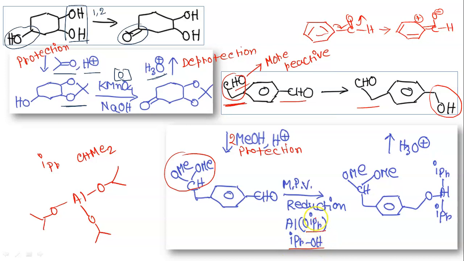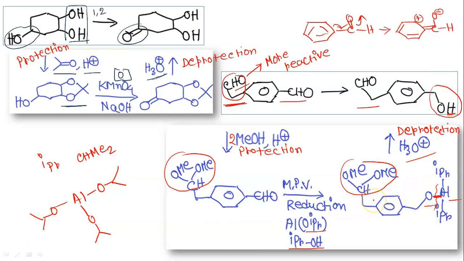So when we do MPV reduction, it will first be converted to this type of oxygen aluminium complex, and finally after acid hydrolysis, 2 steps will occur simultaneously. One is deprotection of the acetal. And another thing will also happen, that is hydrolysis of this complex. So the O-aluminium bond will be broken and there will be formation of the OH bond. So protonation will take place. Finally, we are getting our target molecule.